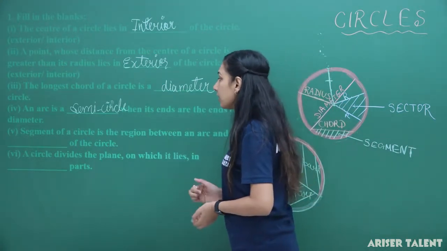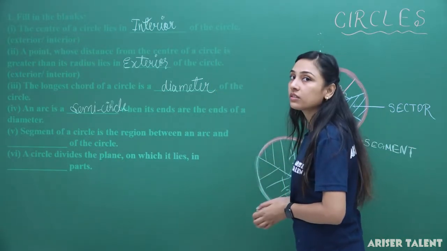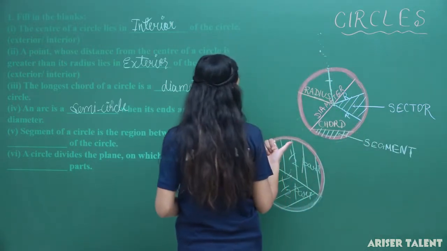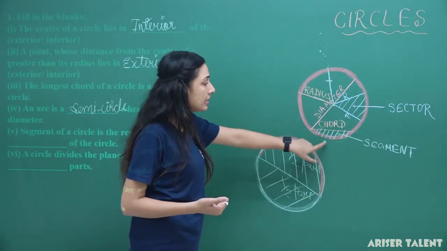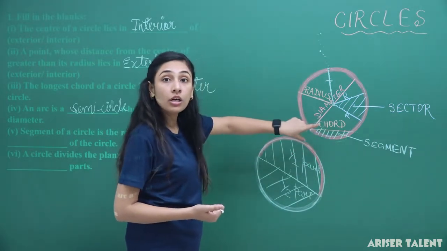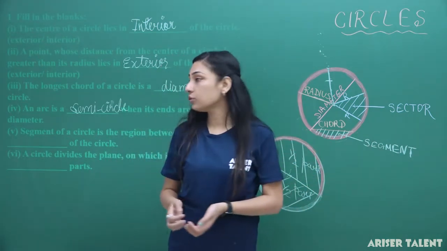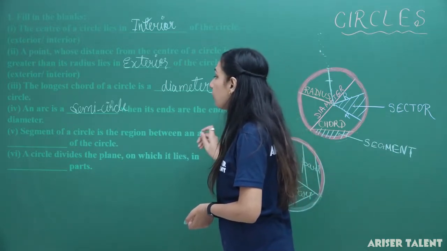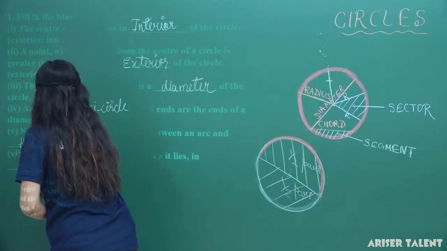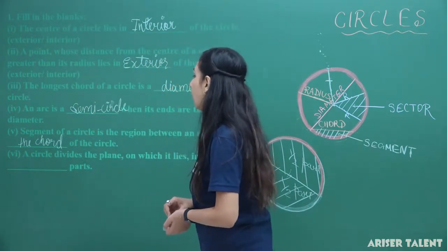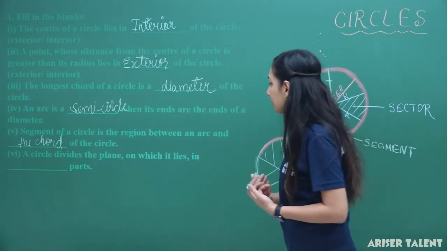Now, the segment of a circle is the region between an arc and dash of the circle. Just to remind you in case you forgot, I have mentioned the segment here. A segment is a section. This is the arc and this is the chord. So, the segment is the area between the chord and the arc. Arc is given, so what is remaining is the chord of the circle.